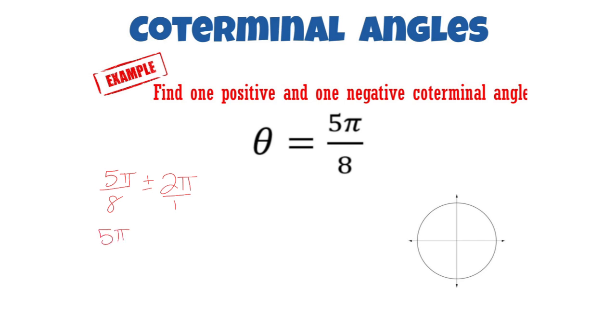So this is going to turn into 5 pi over 8 plus or minus 16 pi over 8. And this is going to keep my answer in radians because if I give it to you in radians, I'm going to want it back in radians. So that's going to get me 21 pi over 8. And if I subtract it, I'm going to get negative 11 pi over 8.